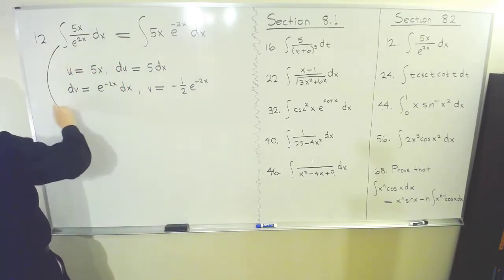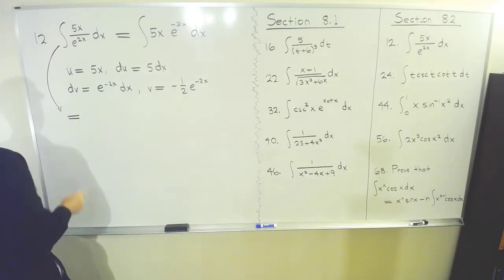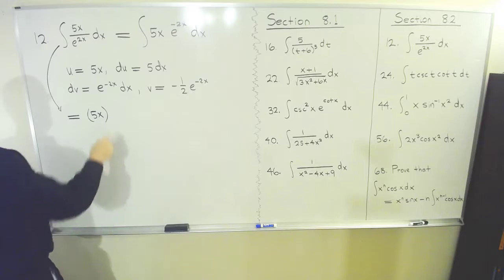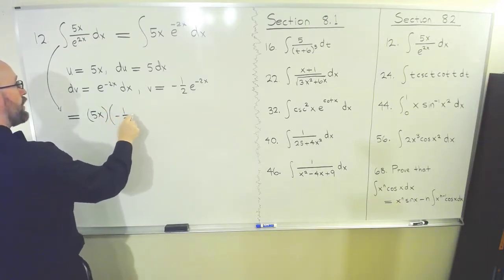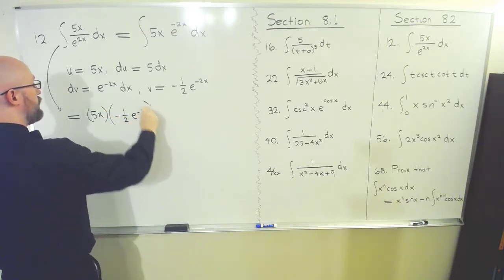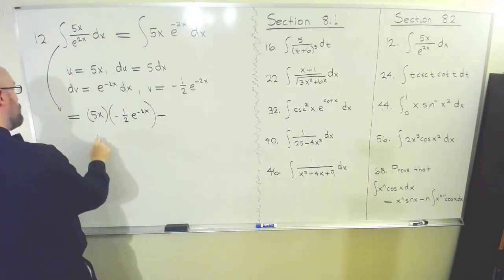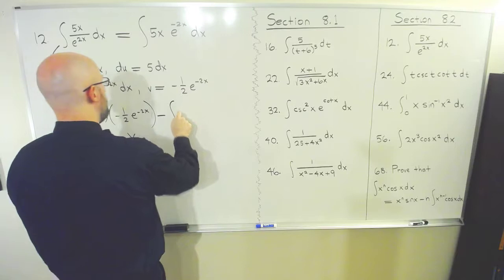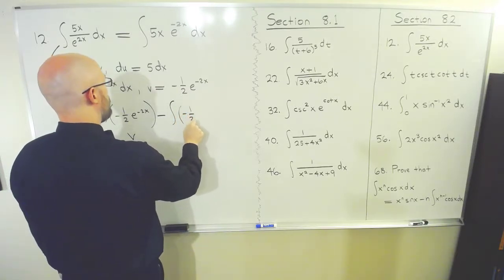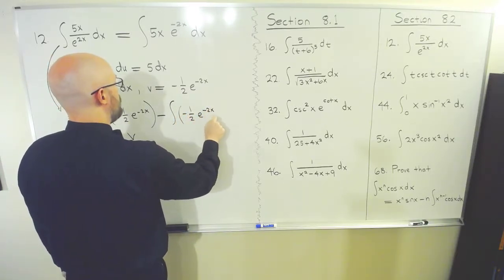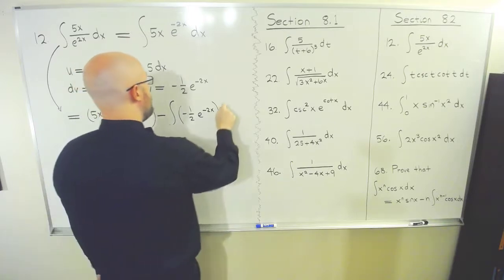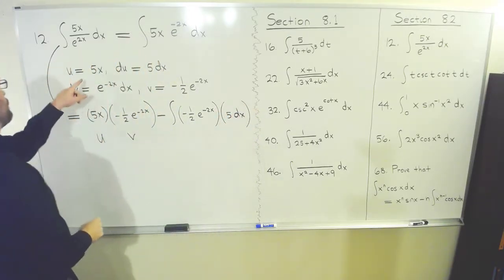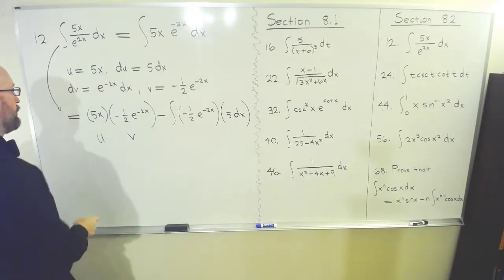Once I've made those selections, I can take the integral and rewrite it now as uv. So this is going to be 5x, and then v is minus 1/2 e to the minus 2x. And so that's my u, my v. And then minus the integral of v du. So the v, once again, is minus 1/2 e to the minus 2x, and then du is just 5 dx. That's coming from here.